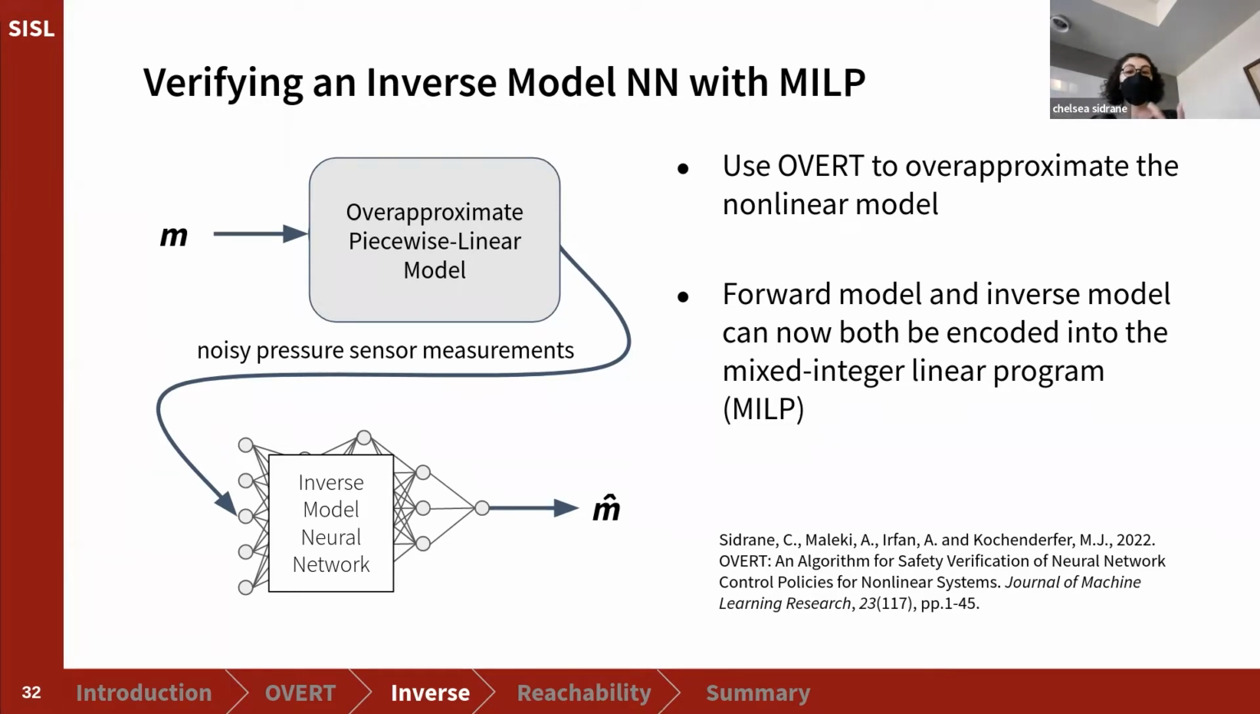Our work is the first work that we know of to apply modern neural network verification methods based on mixed integer linear programming to the problem of inverse model neural network verification, and the first which is able to produce formal guarantees for nonlinear stochastic forward models.